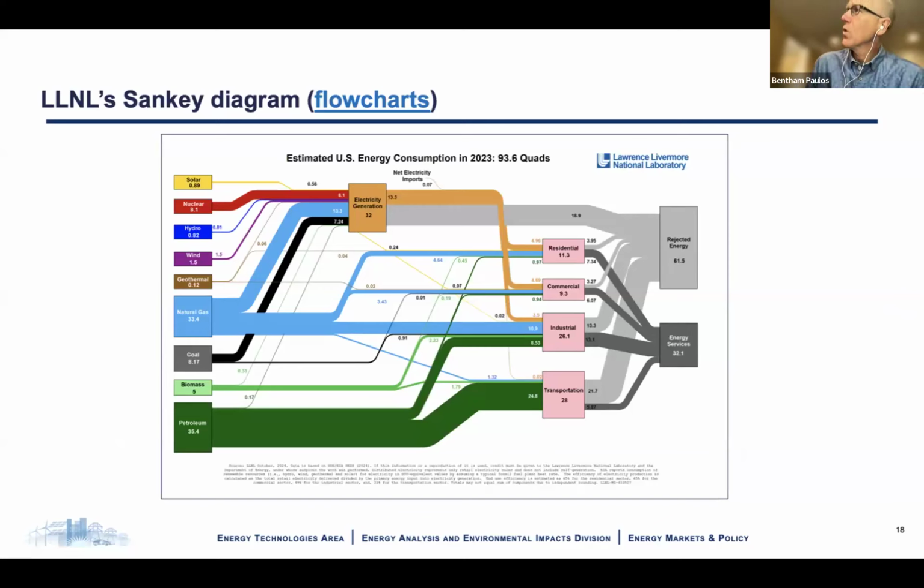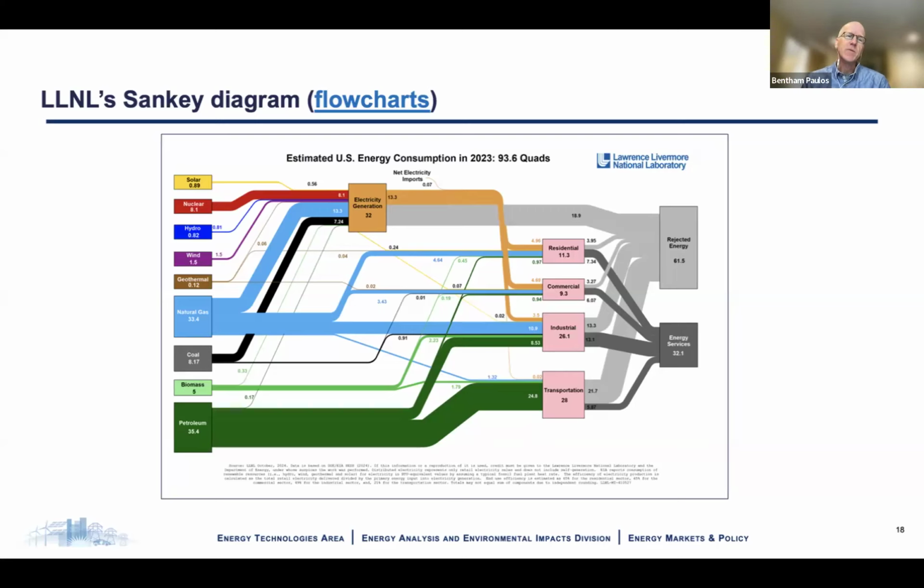One of my favorites, this is the last chart, and it's kind of the most sophisticated, I think. It's known as a Sankey diagram. Lawrence Livermore Lab down south from us in Livermore, they keep a number of flowcharts, they call them, these Sankey diagrams. This diagram is very instructional to me. I remember learning about this for the first time and having my mind blown.